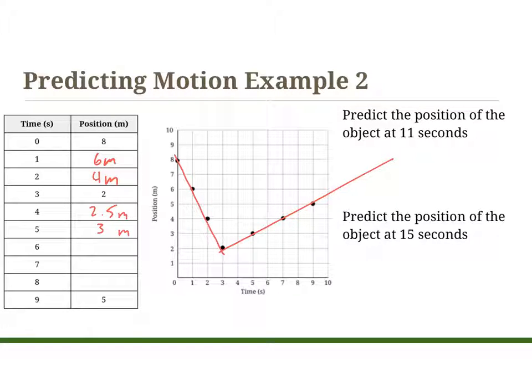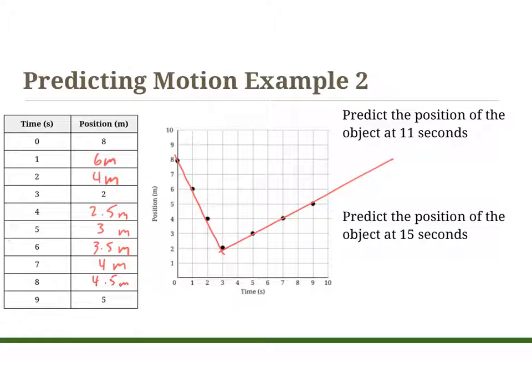At a position of 6, we are at 3.5 meters. At a position of 7, we are at 4 meters. At a position of 8, we are at 4.5 meters, and I think that we're good now. It's asking us to predict our value at 11 seconds.